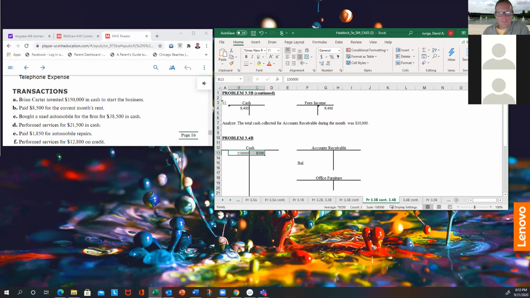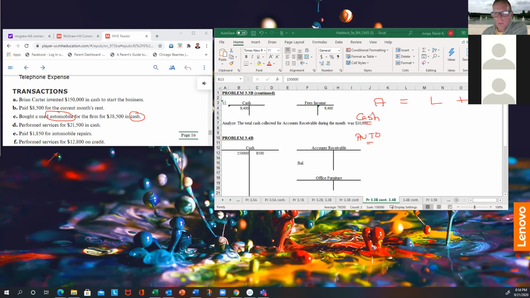Transaction C. It says bought a used automobile, $38,500 in cash. And so, again, let me draw the equation. Used automobile and cash. So we know cash is involved, and that's one asset, right? And will we probably also think automobile will be our other asset? Would that make sense? I'll just put auto. So we've got cash and auto. We've got two assets. One asset increases and another asset decreases.